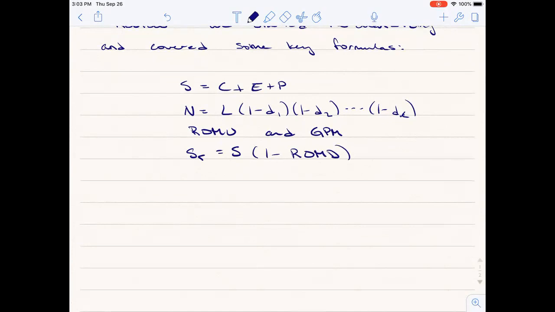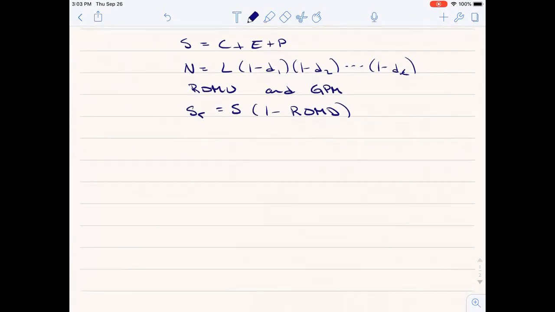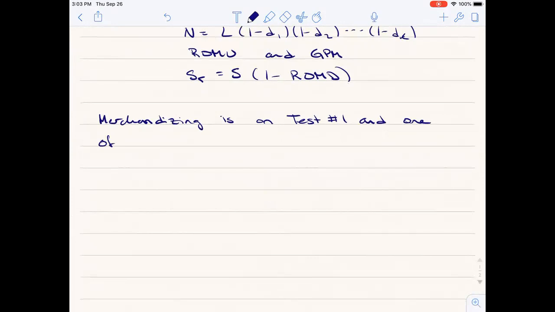And like I said, merchandising is definitely going to be on test 1, and it's one of the long answer questions on the final exam. So merchandising is on test number 1, and one of the long answer questions on the final exam.